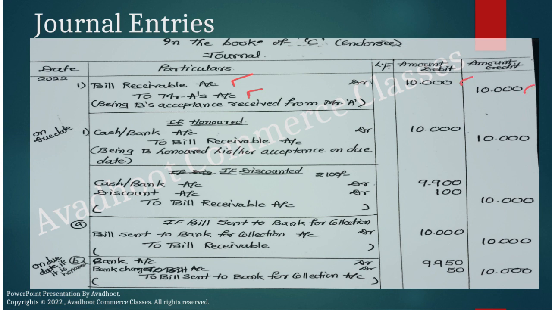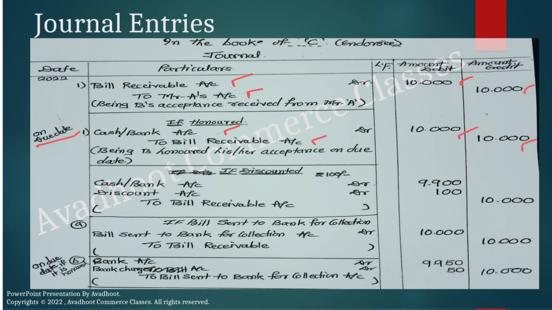If the bill is honored, Mr. C goes to Mr. B and demands the amount of the bill on the due date. That is most important. What comes in here? Cash or bank comes in and bill receivable goes out. In the endorsee also, you are going to write bill receivable. Only in the books of Drawee, it is called bill payable, 10,000, 10,000. If the bill is dishonored, the entry will be reversed.